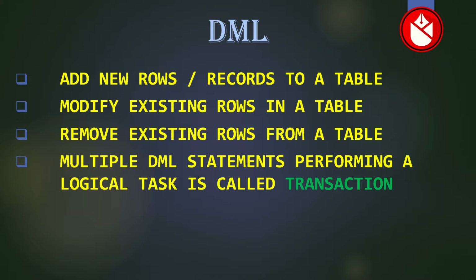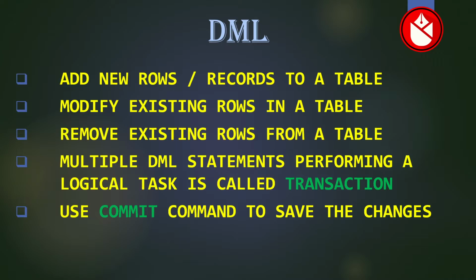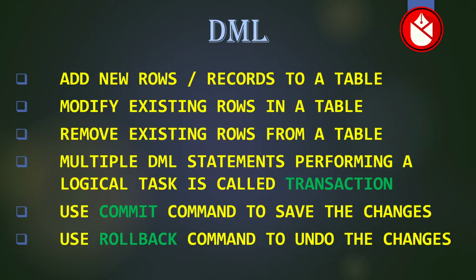Multiple DML statements performing a logical task is called a transaction. If in a single block you perform a number of DML activities all together, you may call it a transaction. Use the commit command to save the changes. During a transaction, if we want to save the changes, we use commit. Use the rollback command to undo the changes. And if we want to roll back the transaction, we go for the rollback command.